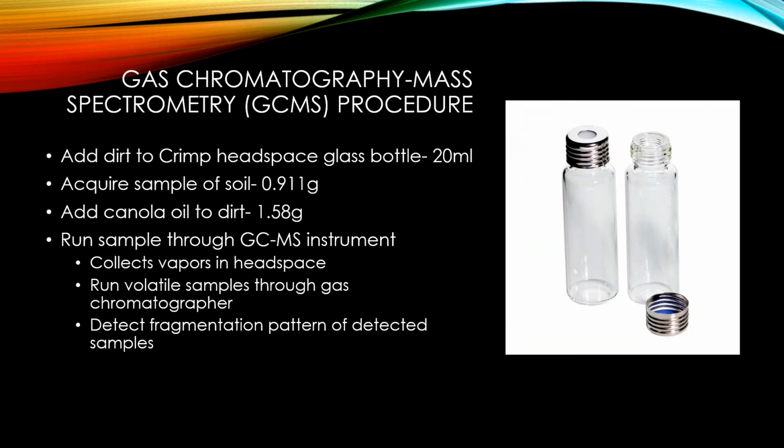So let's talk about the procedure for GCMS. First, we used crimp headspace glass bottles. As you can see on the right, they are 20 mL. We added a sample of the dirt to those bottles. Then we weighed that dirt out to 0.911 grams. Then we added canola oil to the dirt, which was 1.58 grams.